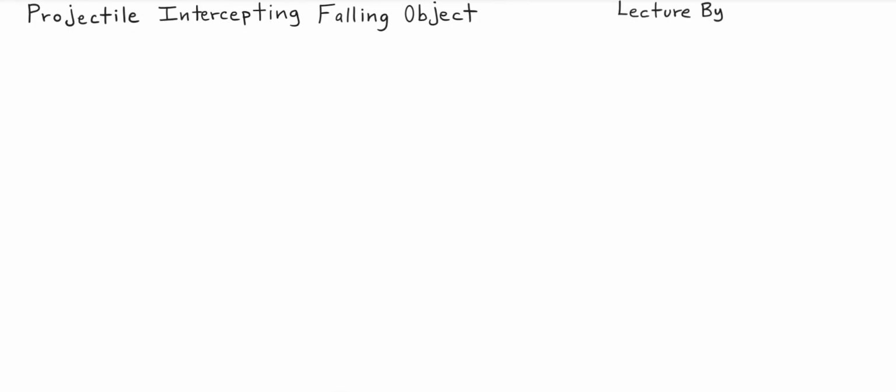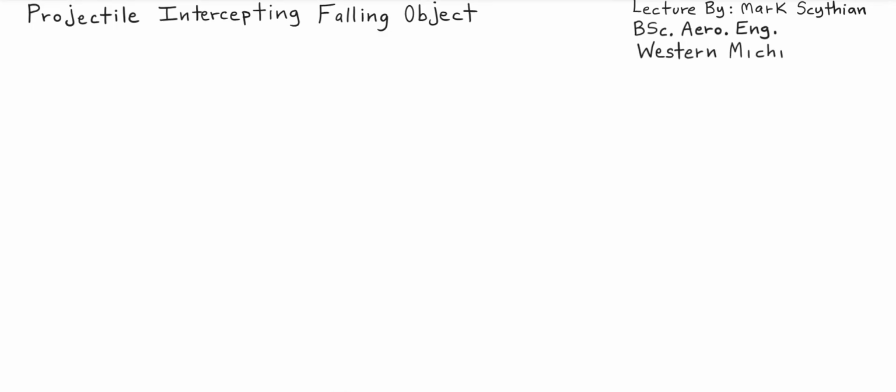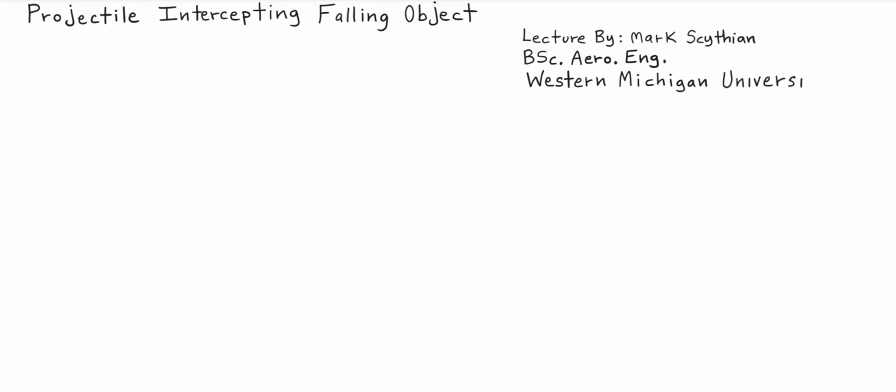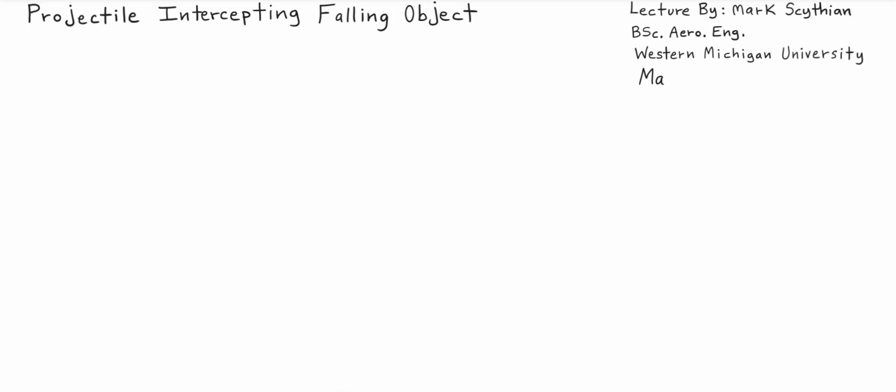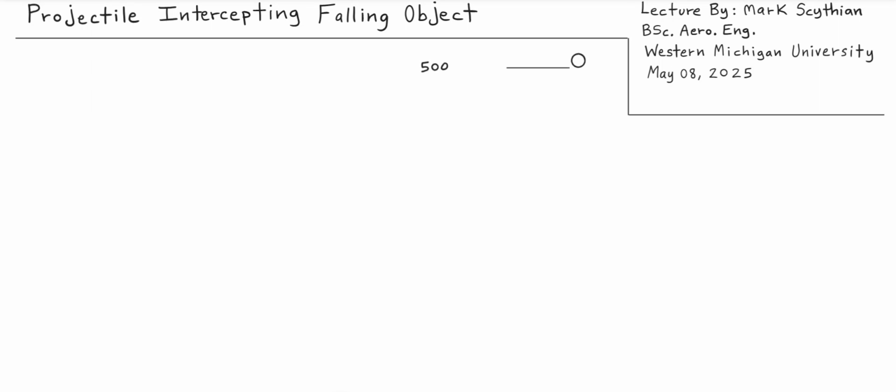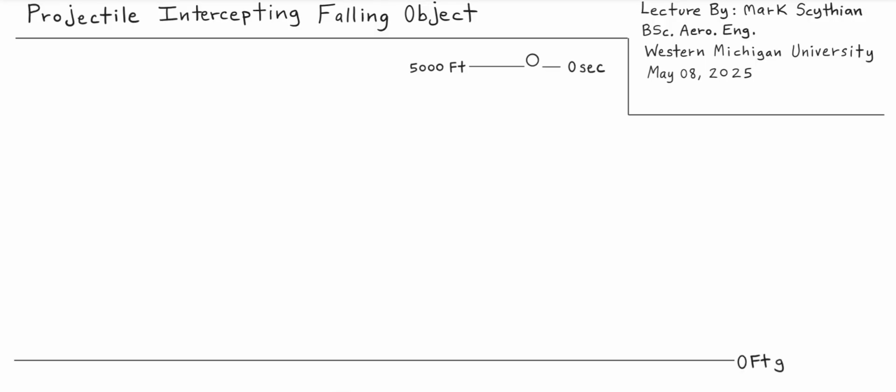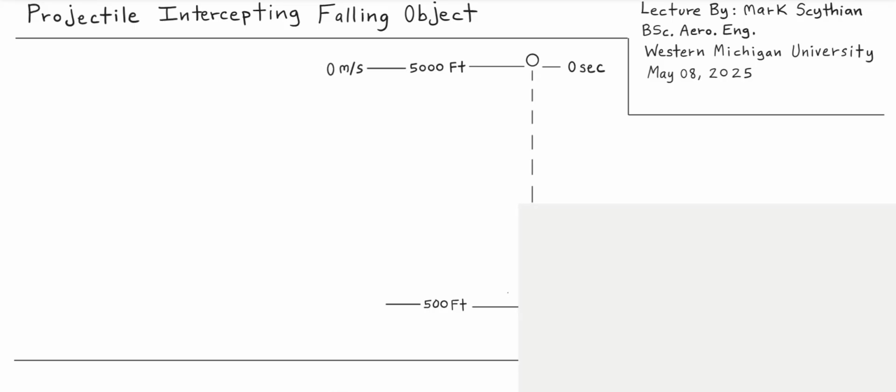So this lecture is going to focus on a projectile intercepting a falling object. So we will actually use something a little more durable and robust for this type of application. So this will be a 500-pound object dropped from 5,000 feet altitude, and we want to intercept the object at 500 feet above ground level.